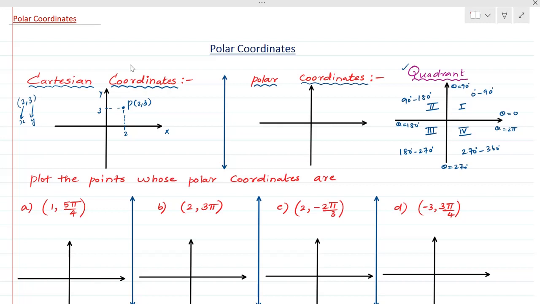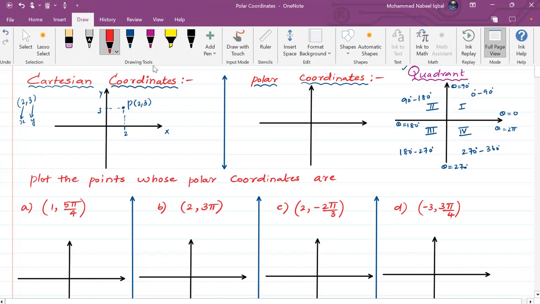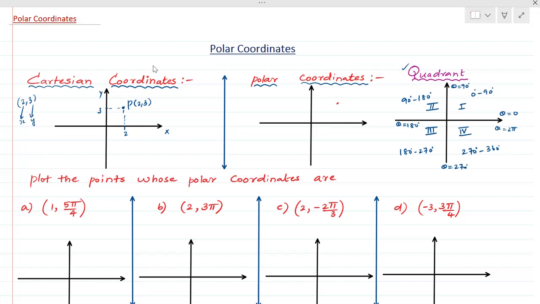Now we are going to study r comma theta. So what is r comma theta? Suppose this one is r, the radius, and this one is the angle theta, and the length we call r. Any point in the polar coordinate can be written as r comma theta, where r is the length and theta is the angle formed between the line and the axis. So this is a polar coordinate.